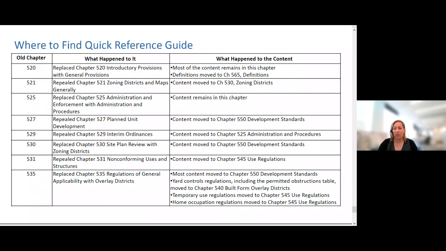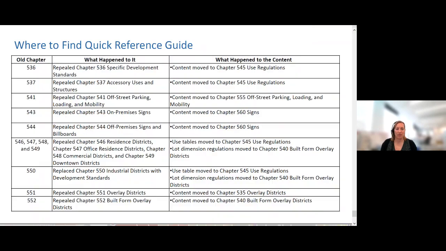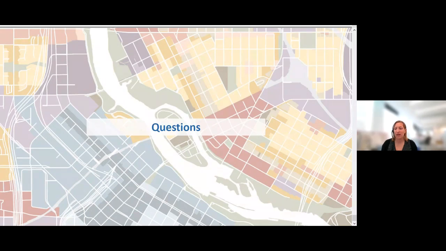For those of you who are proficient in finding things in the old code, this quick reference guide for where ordinances were relocated may be helpful to you. It's organized by chapter, and it lists where different parts of the code were moved. Next slide, please. This is just a continuation of that quick reference guide.